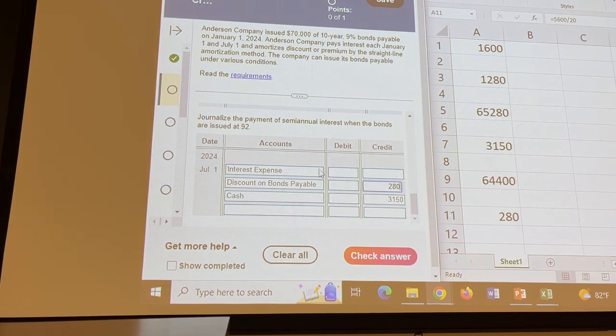And then we know now what the amount of interest expense is that we're going to debit, because we would add together our two credits. So adding those credits together, we come up with $3,430 that we will debit to interest expense.